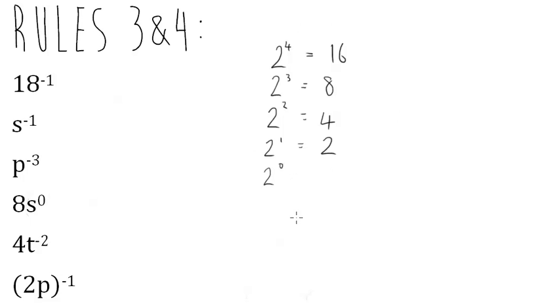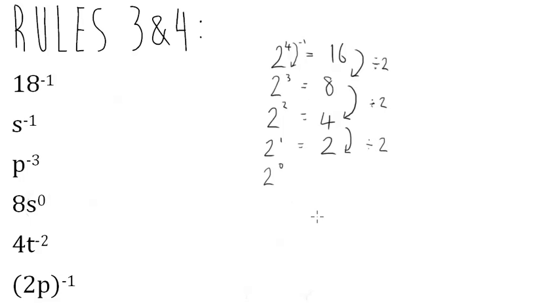So what are we doing? If we go down a step, if we decrease the index by 1, on this side we are dividing by 2. That makes sense, because if the index tells us how many of the base we're multiplying together, then we're just multiplying by 1 less 2. So as we go down, we're dividing by 2. So divide by 2, divide by 2.